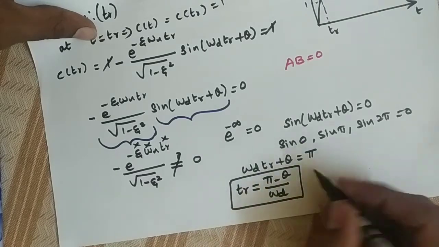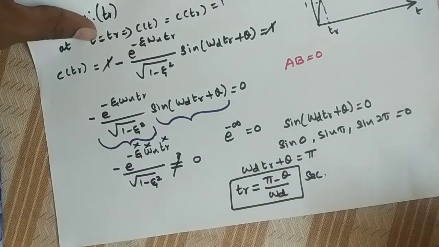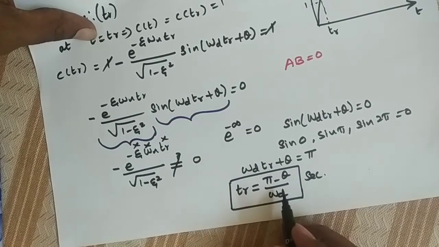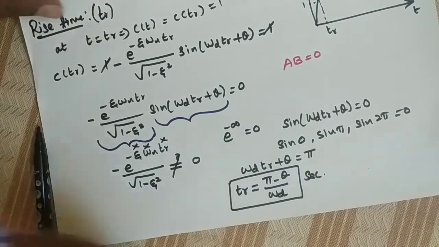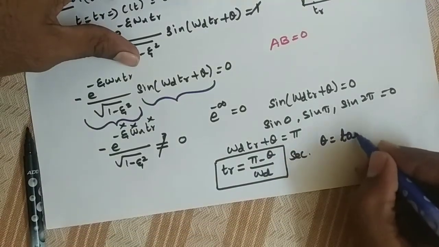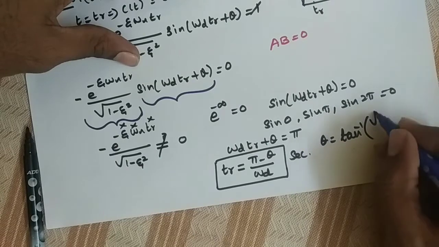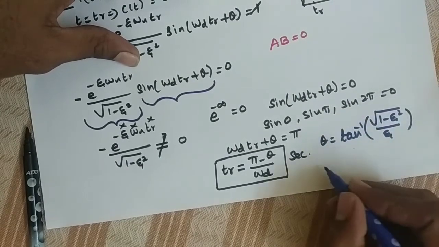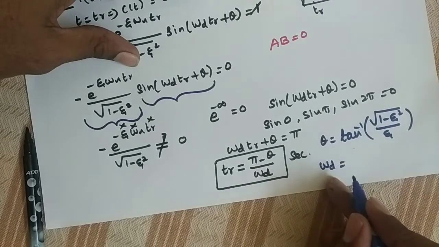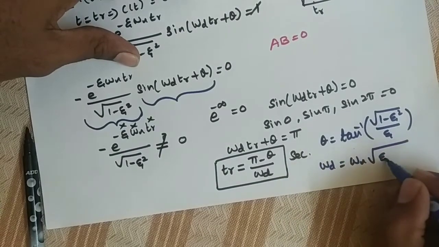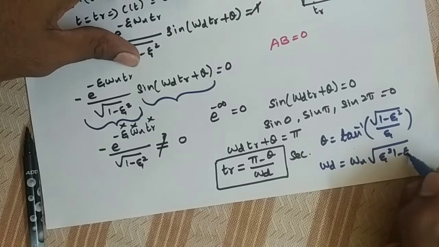The unit of this value is seconds, that we already know. So tr, rise time, is equal to pi minus theta divided by omega d. We know that theta is equal to tan inverse of root of 1 minus eta square divided by eta. Omega d is the damping frequency, which is nothing but omega n into root of 1 minus eta square.